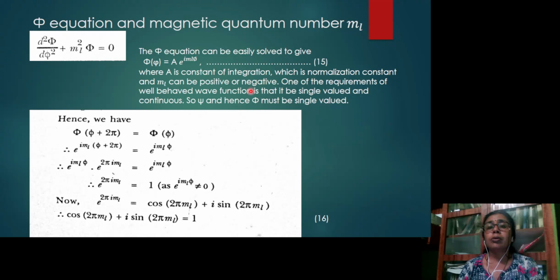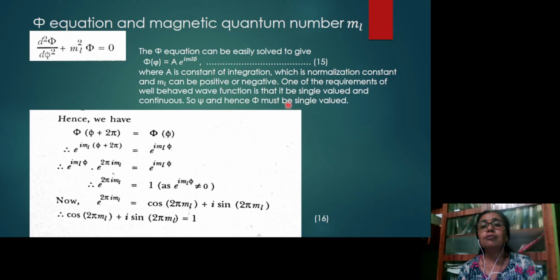Now we want to find out what are the possible values of ml. These possible values of ml can be obtained by considering the condition for the well-behaved wave functions or acceptable wave functions in quantum mechanics. One of the conditions for the acceptable wave function is that they have to be single valued and continuous. So psi has to be single valued, and because psi is a product of r, theta and phi, therefore phi also must be single valued.